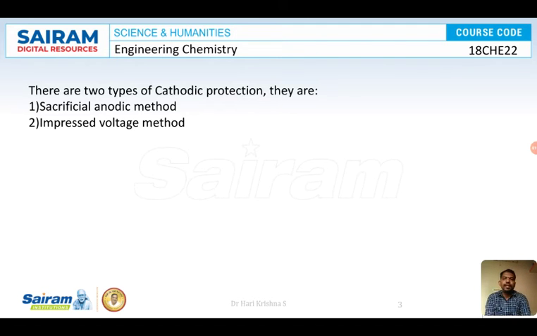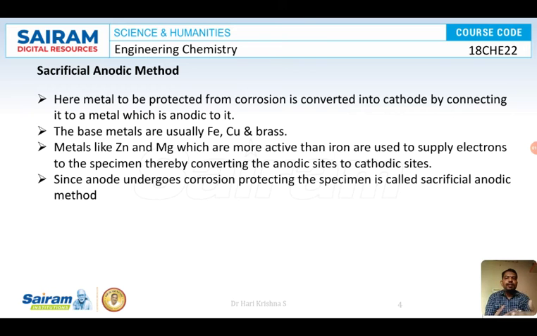Let's discuss today. Here the metal to be protected from corrosion is converted to cathode. So cathodic protection is done in two methods. One is that the specimen is converted to cathode. The other is that electrons are supplied to the specimen from some other external source. The first method is applied here. The specimen to be protected is converted to cathode by connecting it to some other anodic metal. The specimens usually will be iron or copper, and the anode metal will be zinc or magnesium, which are higher in the electrochemical series.